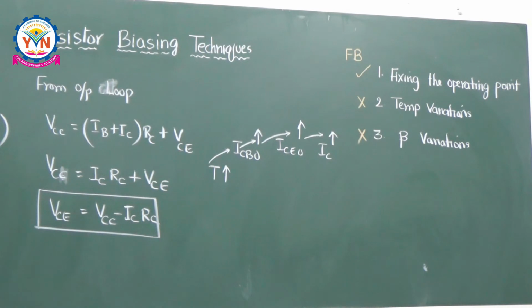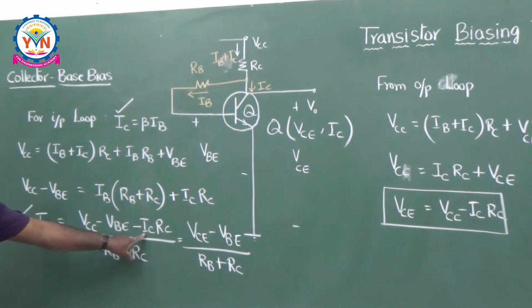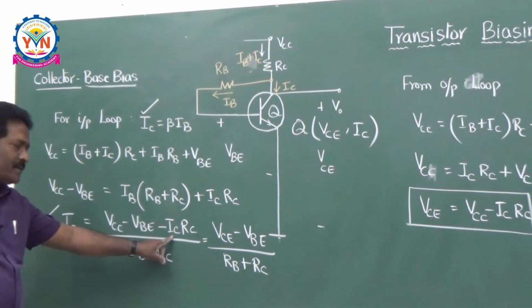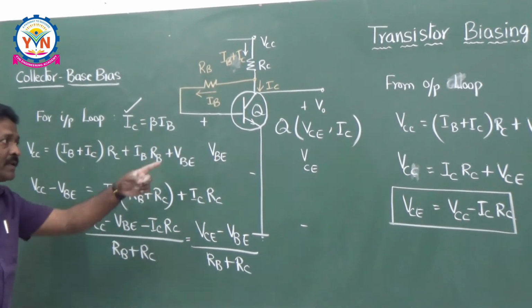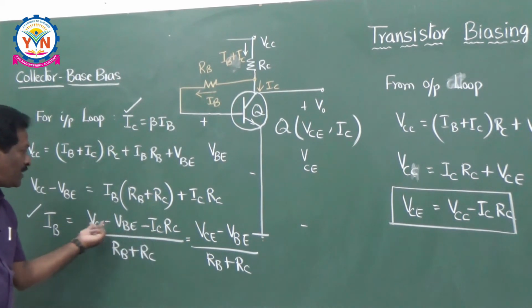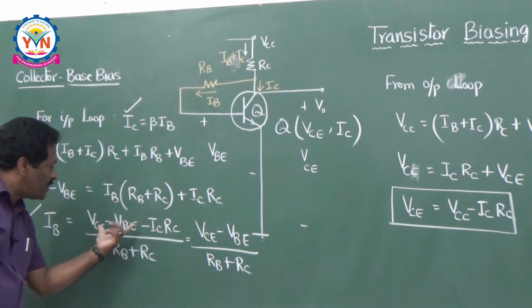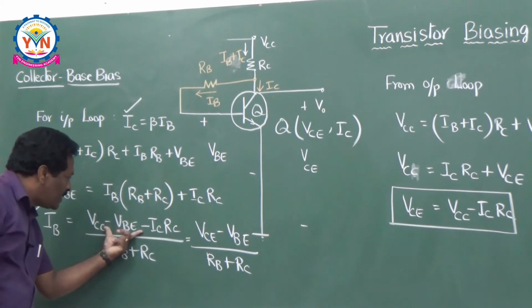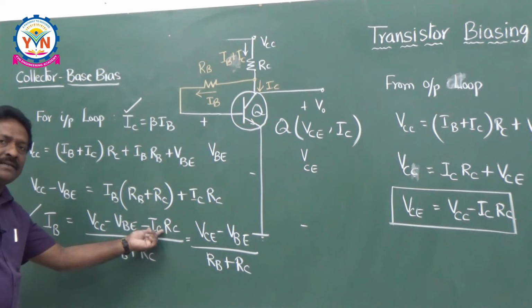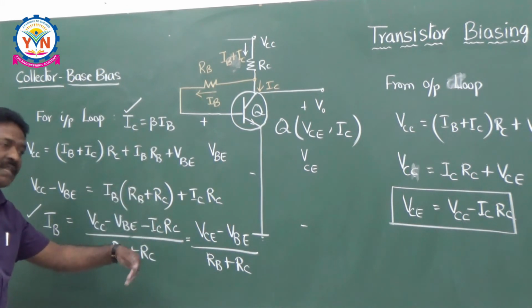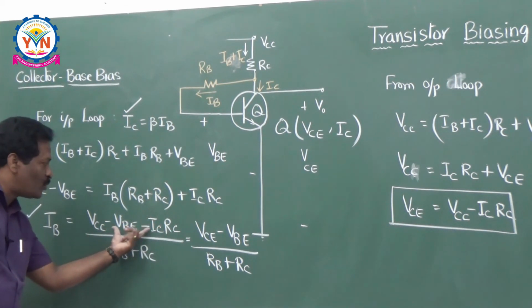Now let us take this circuit for the input loop. From the input loop you see, if IC increases here, then VCC minus ICRC decreases. If the collector current increases here, then your output voltage VC, which is equal to VCC minus ICRC, decreases. IC increases means the numerator decreases. If the numerator decreases, your IB decreases. So indirectly, the rise in the collector current is actually decreasing the input current. That means the output voltage decreases.